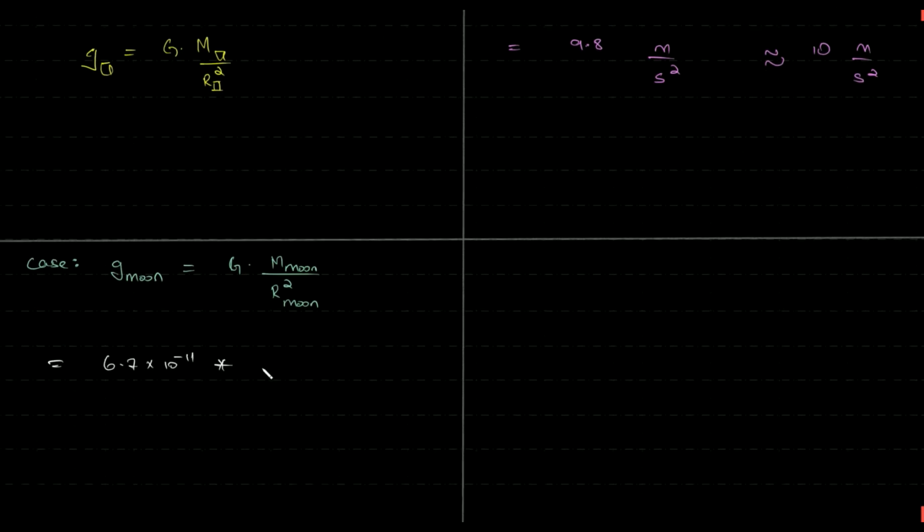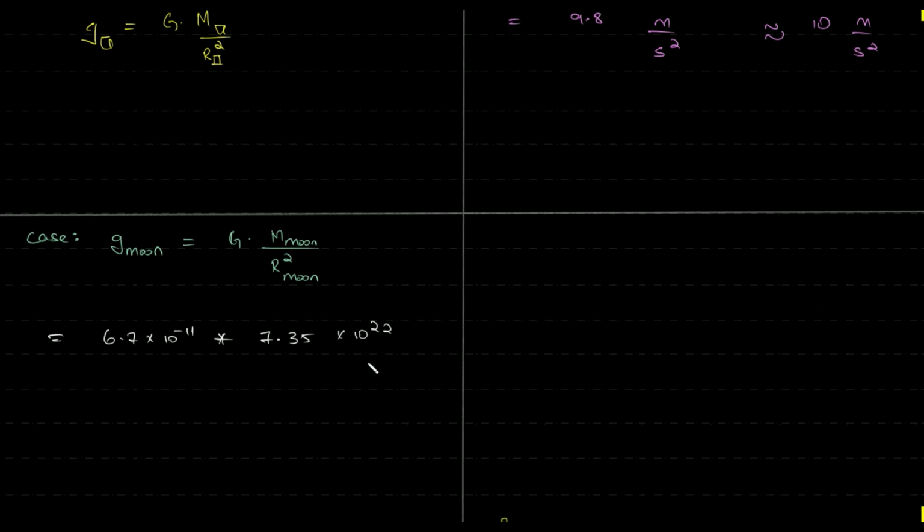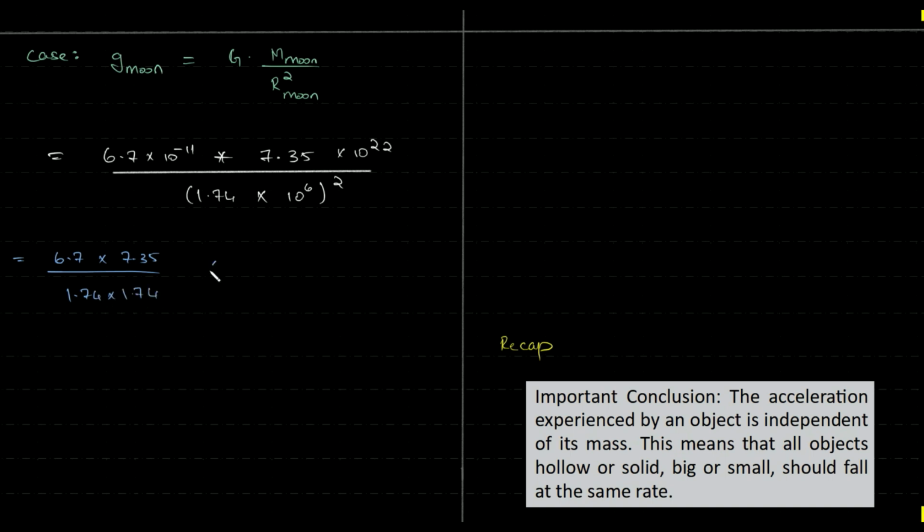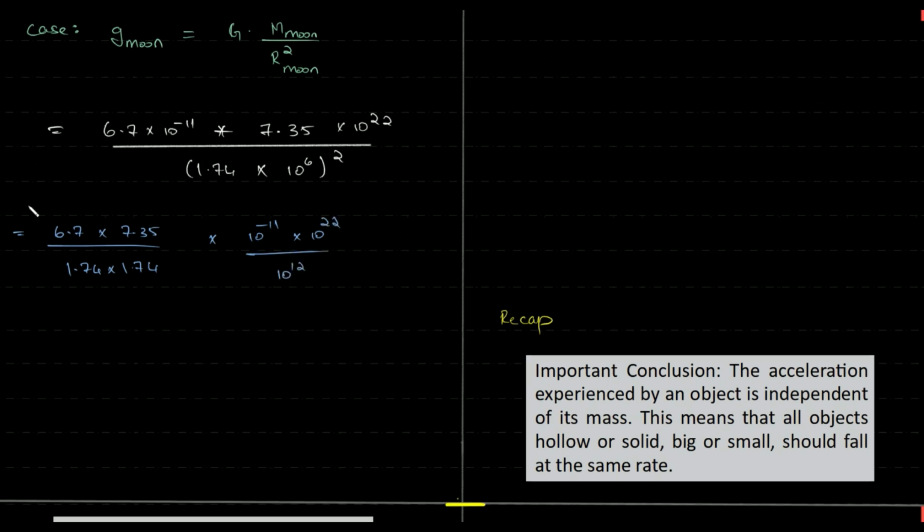Okay, I hope you guys have tried. So mass of the moon is 7.35 into 10 to the power of 22, and radius of the moon is 1.74 into 10 to the power of 6, the whole square. So let's get all the numbers at one end, right, and let's get the exponent part at the other end. 10 to the power of 12. Okay, now on to putting them together.